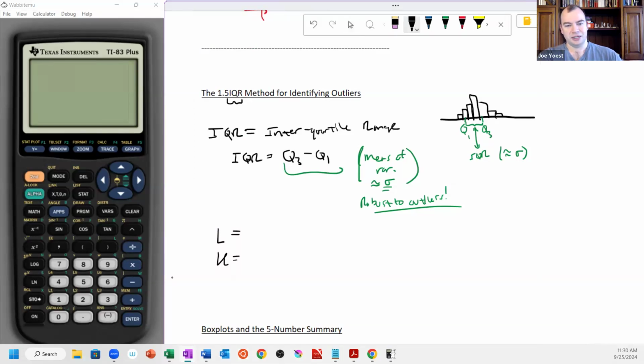So what we do instead is we start with Q3 as the anchor point for our upper bound, and we add 1.5 IQRs. And for our lower bound, we start with Q1 and subtract 1.5 IQRs. So what am I doing?